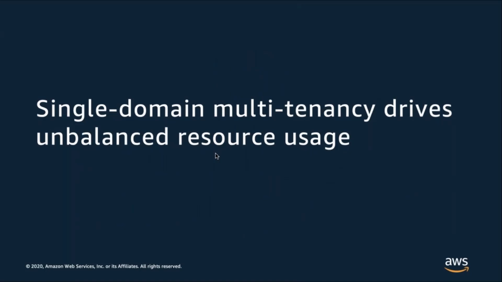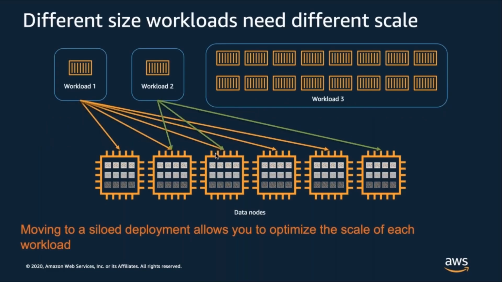And really, single domain multi-tenancy drives the most in terms of unbalanced resource usage. When you're trying to scale a single cluster to handle tens or hundreds or maybe even thousands of tenants, it's very difficult when there's a large disparity in the usage from each of those tenants. And in fact, underlying the different workloads need different scale, right? So we have a somewhat visualization here where we have two workloads that are similarly sized and one workload that is extra large in comparison. And how that distributes across the shards in the cluster is really not going to be even.